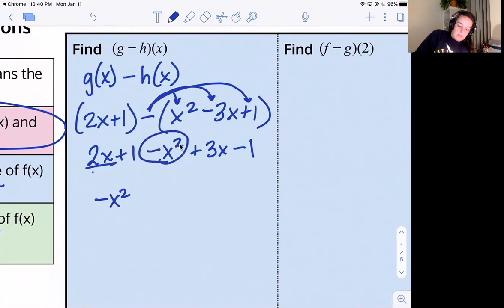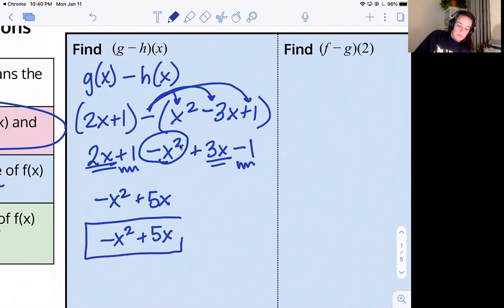I have 2x and 3x make positive 5x. And I have positive 1 and negative 1, which will cancel each other out. So negative x squared plus 5x would be my answer. Right? Remember that I'm going to leave my variable in because it tells me my variable is here. Okay.